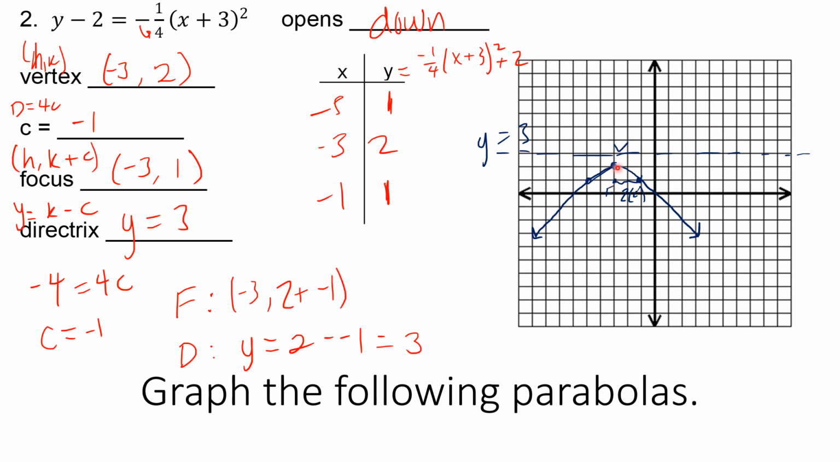I just want to reiterate that. And the same thing for your directrix. So your directrix is going to be 1 unit the other way, and that's where the line is going to come from. But again, it's distance.